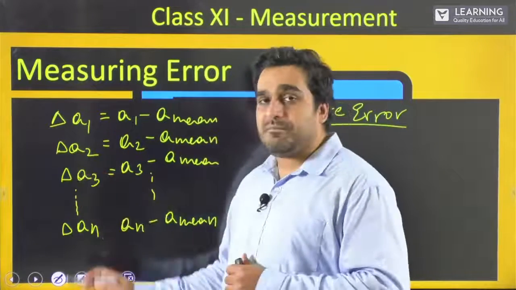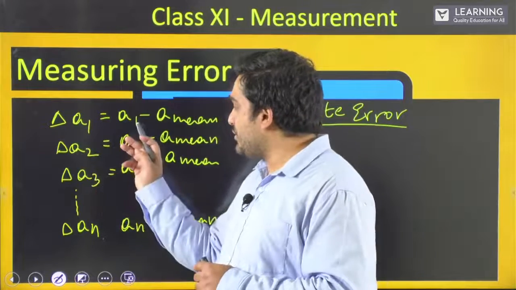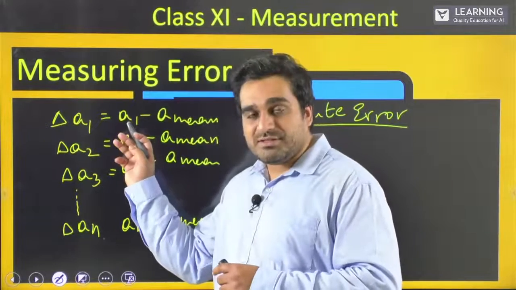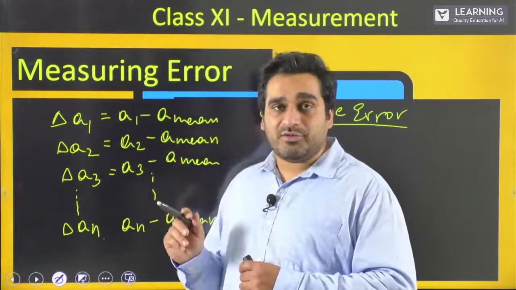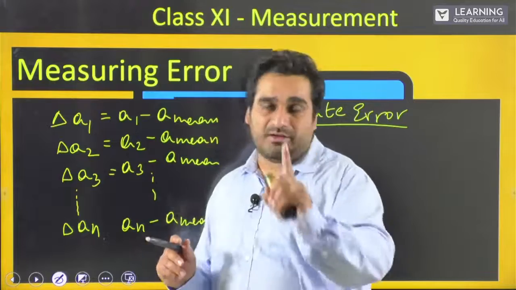Now that we have plenty of differences between the measurements, which are the measurements that we make minus the true value, we need to find one absolute error.